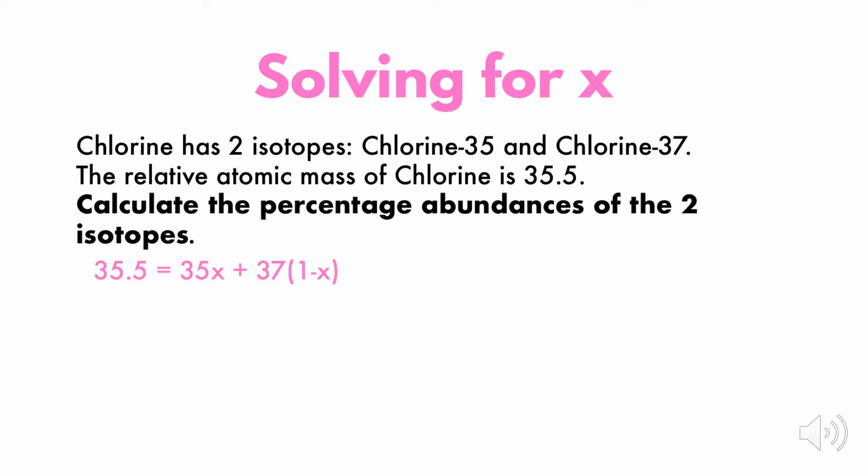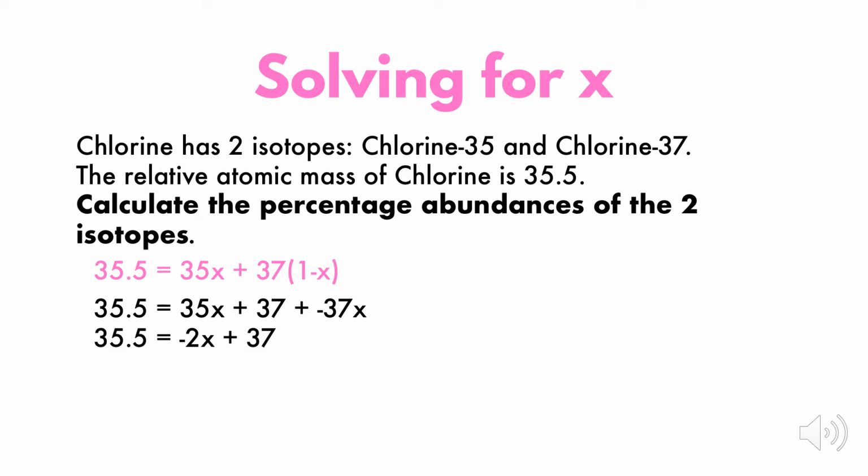This is what I would do then. So here's my expression from earlier. 35.5 equals 35x plus 37 times 1 minus x. And then the first step is to expand the brackets. So I multiplied 37 by 1 and 37 by minus x, and that left me with 35.5 equals 35x plus 37 minus 37x. What we need to do now is combine the like terms. So if I do 35x minus 37x, that leaves me with 35.5 equals minus 2x plus 37.